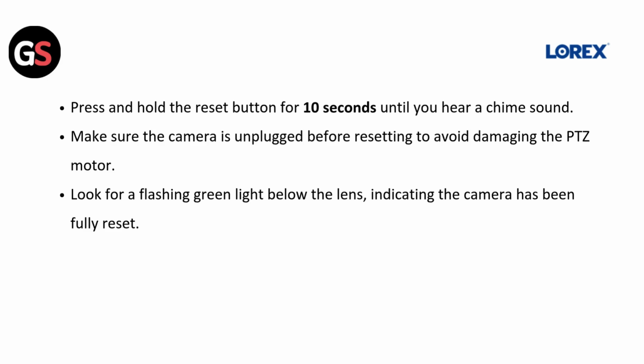Press and hold the reset button for 10 seconds until you hear a chime sound. Make sure the camera is unplugged before resetting to avoid damaging the PTZ motor. Look for a flashing green light below the lens indicating the camera has been fully reset.